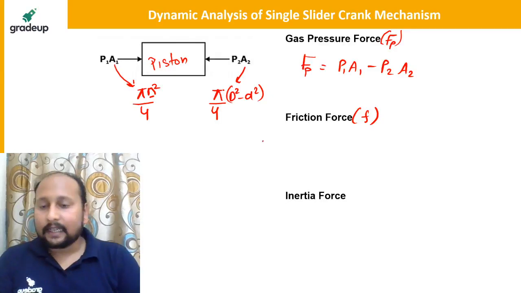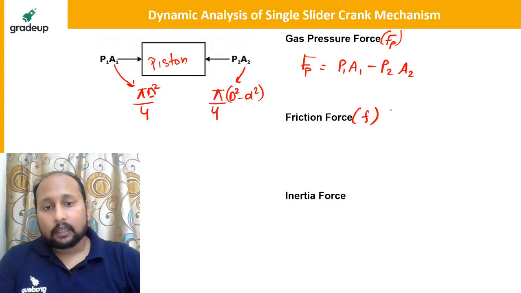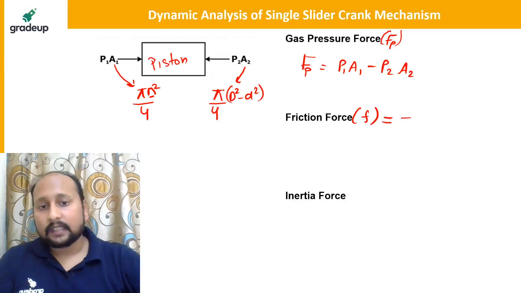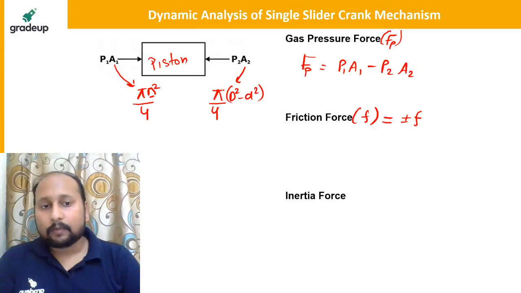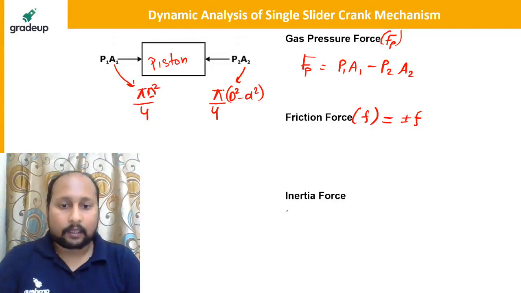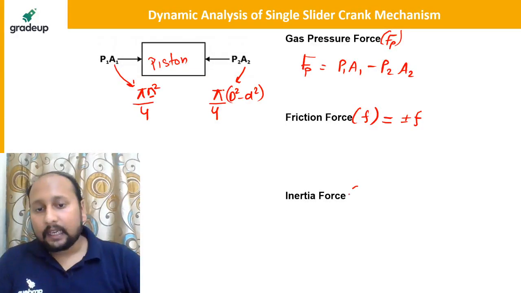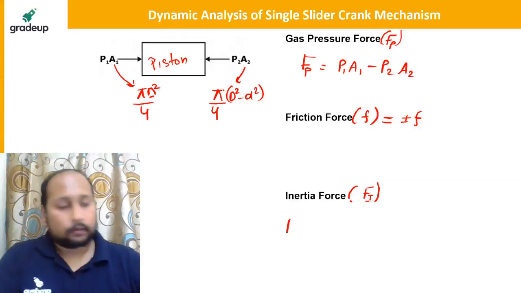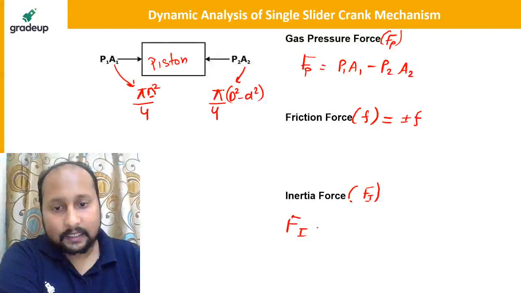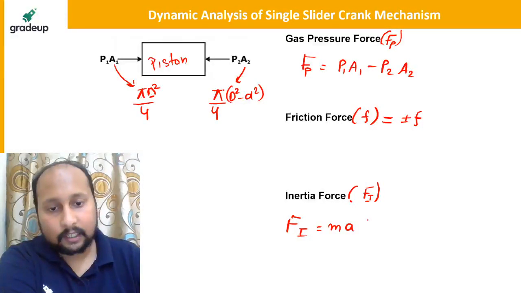Very good. Now if I denote the friction force as F, it will be basically either a plus value or a minus value. Okay, it will be a plus minus value. I'll be talking about that also, don't worry. And if I talk about inertia force, what is inertia force? Denoted as Fi. Fi, inertia force, is equal to mass into acceleration. What is acceleration? Acceleration is of that piston.